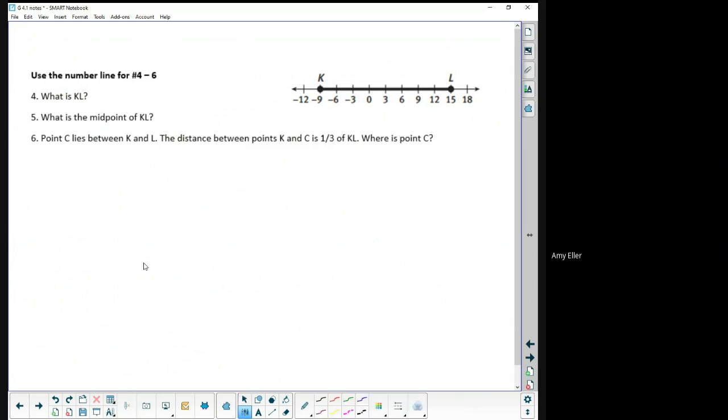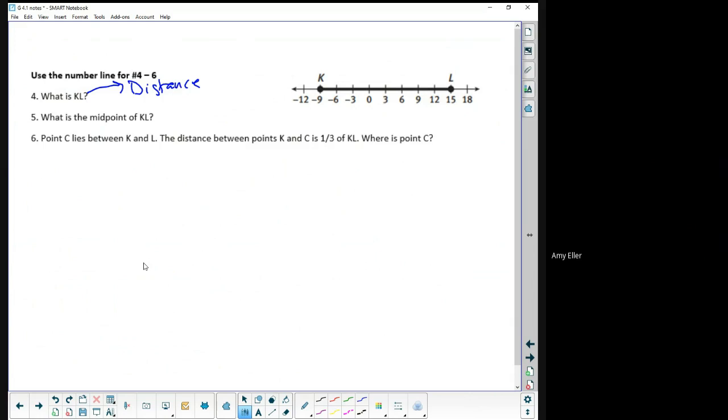But you will see this, so let's talk about this. Number 4, what is KL? When they're asking it that way, they're asking for the distance. Like how far is it from K to L? There are 3 ways you can do this. The first way, you count, you manually count. Okay, that's 3, 4, 5, 6, 7, 8, 9, 10, 11, 12. That could get difficult if you're not given a good number line. The numbers are super far apart, so I would not advise doing it that way.